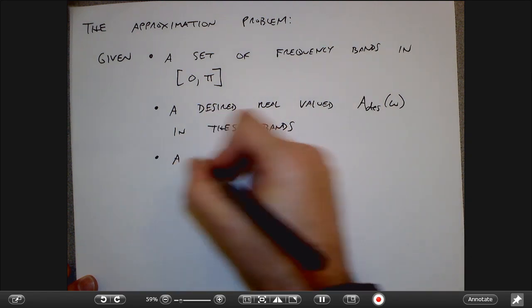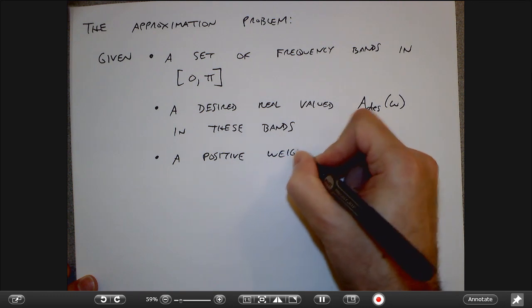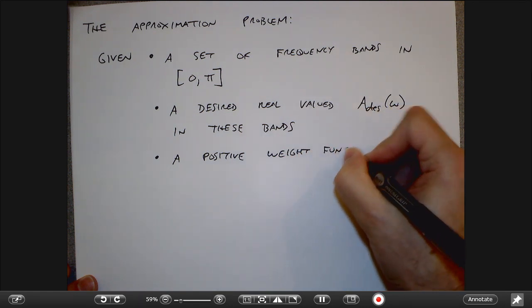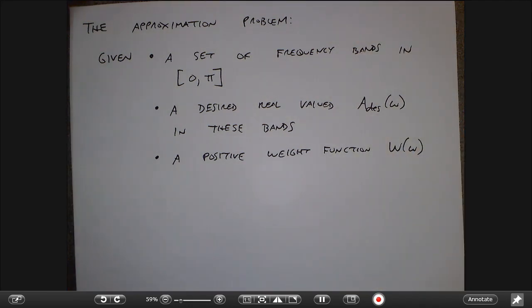And then I give you a positive weight function, right? This is basically telling me how seriously do I care about approximating the desired amplitude response in each band, right? So I could say, dude, I really care about the pass band, I don't care so much about the stop band, or vice versa. This weighting function allows me to do that.